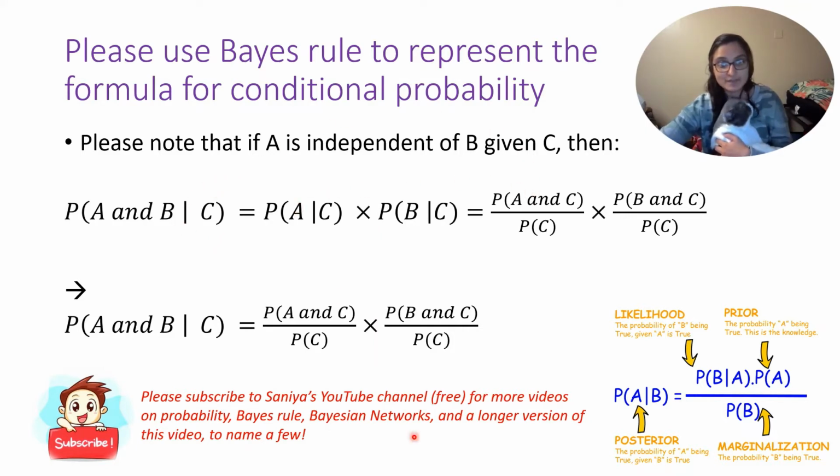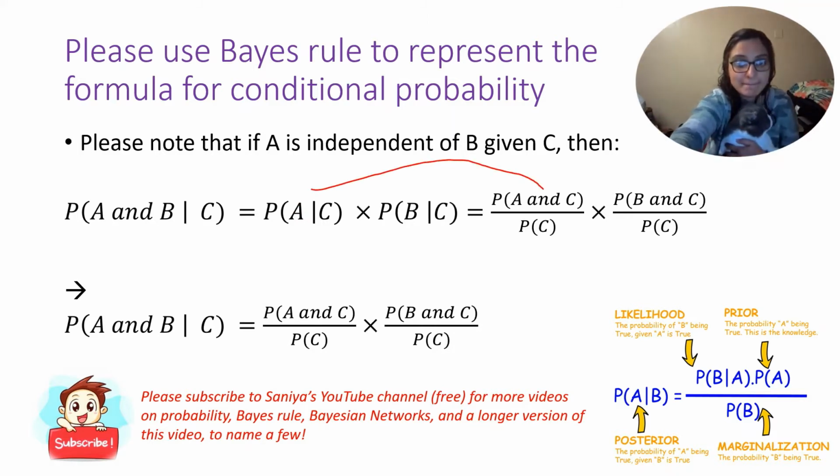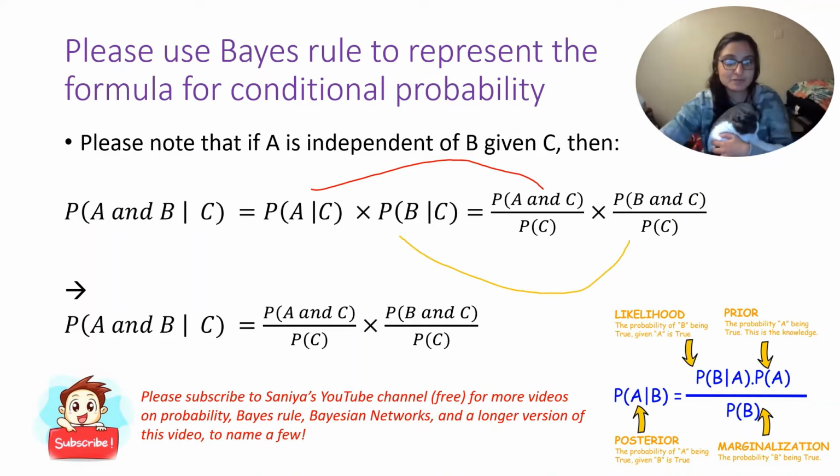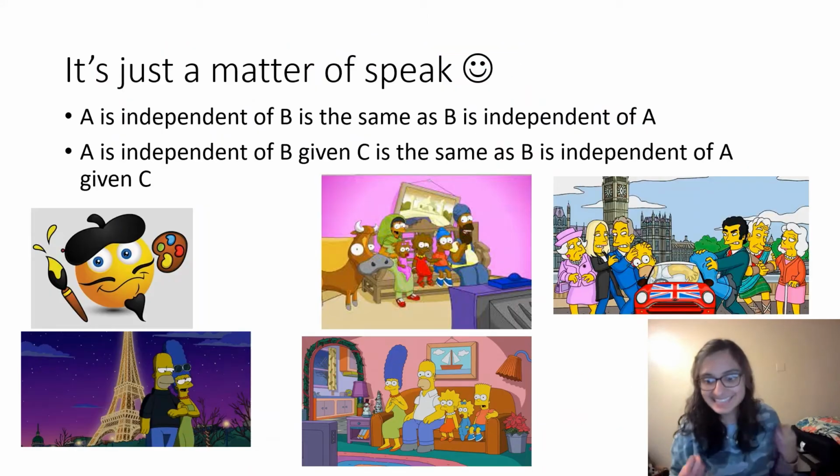And as we just saw from Bayes' rule, these are the same here, and these are the same here. So basically what we can see, in other words, is that if A is independent of B given C, then the probability of A and B given C is just equal to this probability. So it's the probability of A and C multiplied by the probability of B and C, divided by the probability of C. That's all that it is. It's all just a matter of speech.